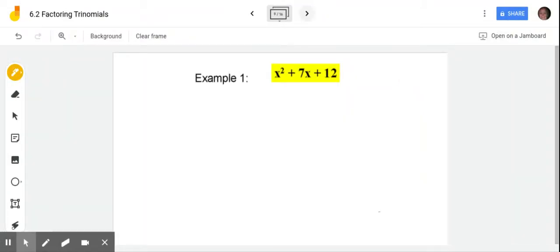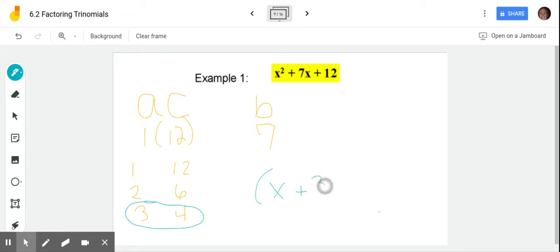Okay, so we're going to do something called multiplying a times c to combine to b. A times C combined to B. So what factors of A times C, or 1 times 12, can add together to get 7? Let's list our factors of 12. We've got 1 and 12, 2 and 6, and 3 and 4. The combination that would add to 7 is 3 and 4. So I know that one of my factors is x plus 3, and the other is x plus 4.